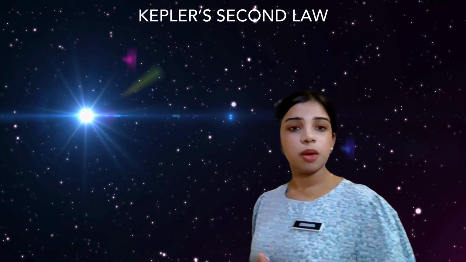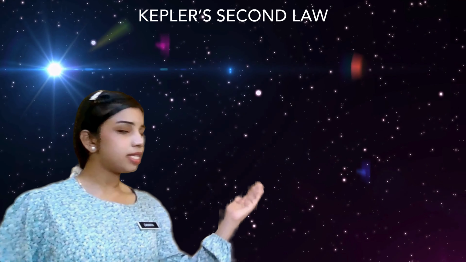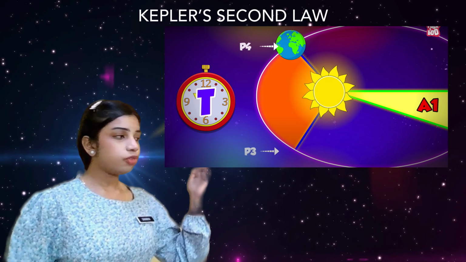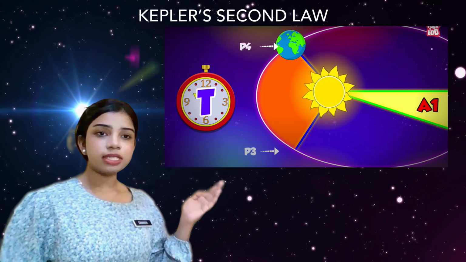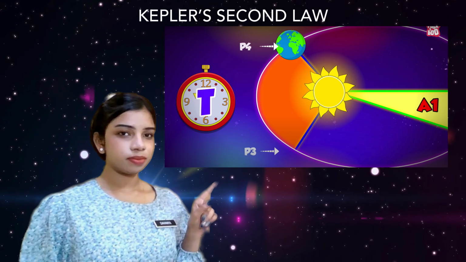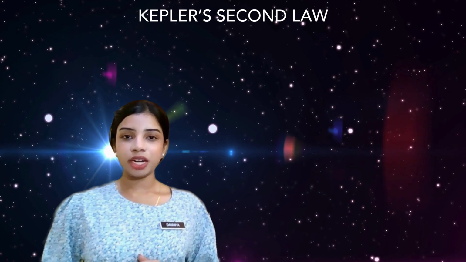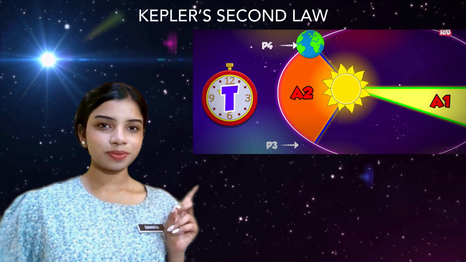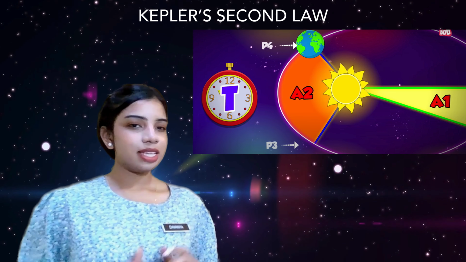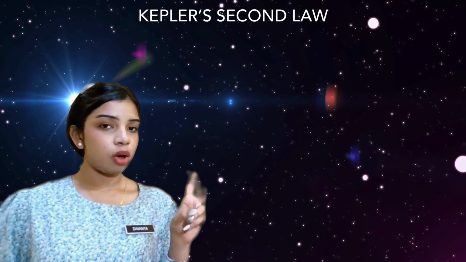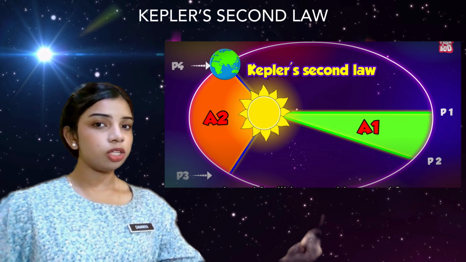Now, let's move this planet to the opposite side, where it travels from position P3 to position P4 in the same amount of time, denoted by the letter T. And the area covered by the radius vector is denoted by A2. And yes, you will be surprised to know, according to Kepler's second law, area A1 will be equal to area A2.